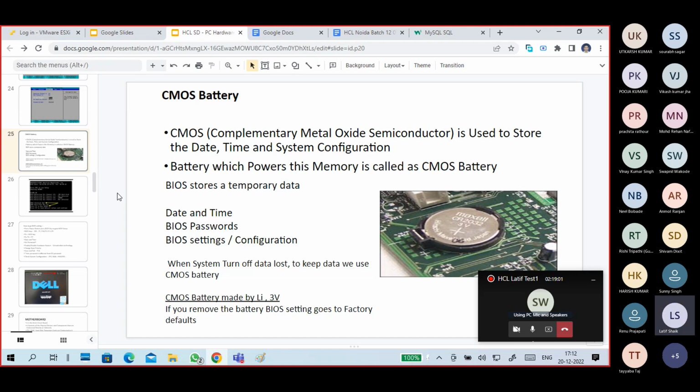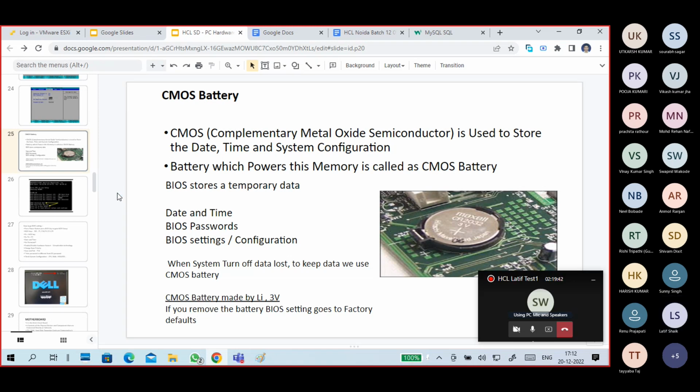We call this 3 volts lithium battery a CMOS battery because the voltage and the current are enough to give power supply to your CMOS chip. You have a BIOS chip. In BIOS, certain data like your date and time, passwords, settings, and configurations are stored in your CMOS chip only.